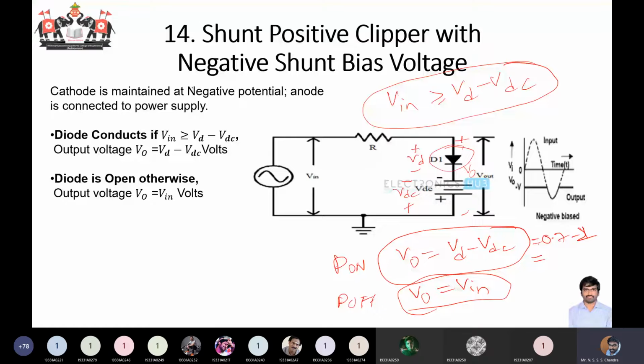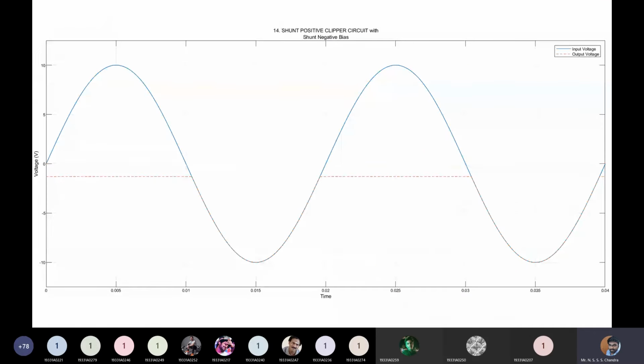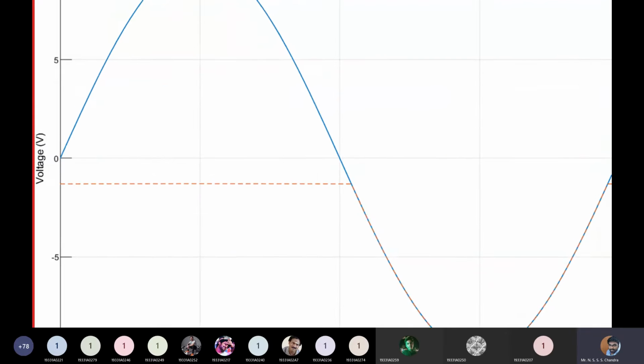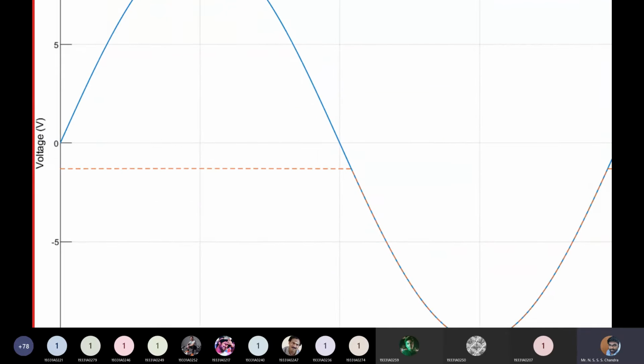So you will observe the output voltage at minus 1.3 volt. When the diode is off, you will observe that the output is following the input curve. So you can see that in the output you are observing a negative voltage value. Can you see this negative voltage? If you want, I will zoom that for you. Can you see this negative voltage, the dotted line? Please respond. Yes, sir. So that is around 1.3 volt.